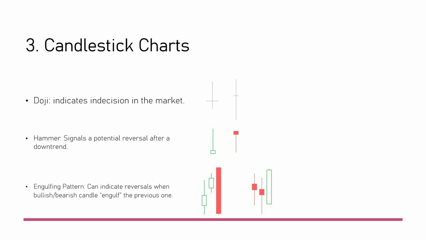Let's wrap up our discussion on candlestick charts by looking at three common candlestick patterns that traders use to identify potential trading opportunities. The first pattern is the doji.